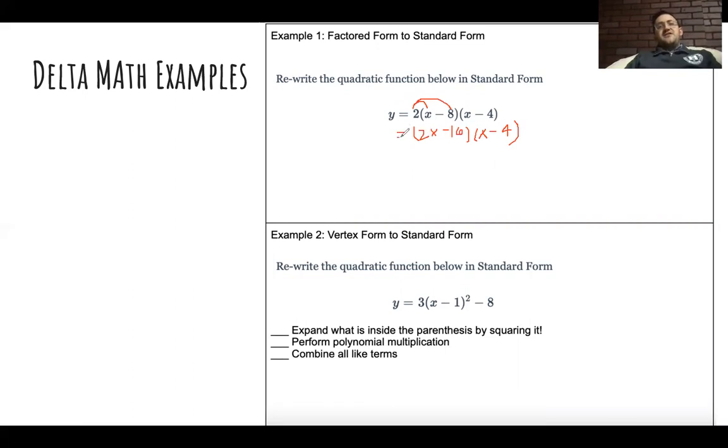And I still have some multiplication to do. I'm going to do 2x times x, so that's going to get us to 2x squared. Then I'm going to do 2x times minus 4, so that's going to get us to a minus 8x.